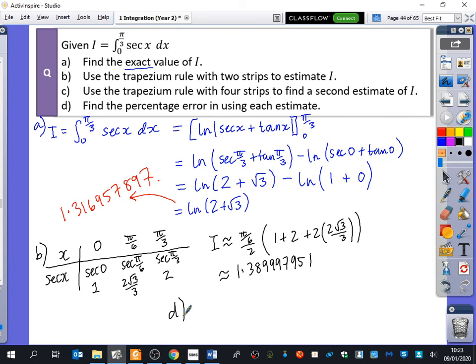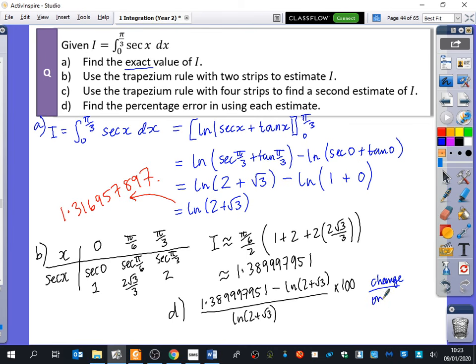Does anyone remember how you do percentage error? The estimate you get over the actual number you get times 100. You have to do the difference between them. So you would have to do 1.389997991 minus ln 2 plus root 3, all over ln 2 plus root 3, times by 100. And the formula that's really coming from is the change over the original or the actual, multiplied by 100. Sometimes the original one is the actual value.